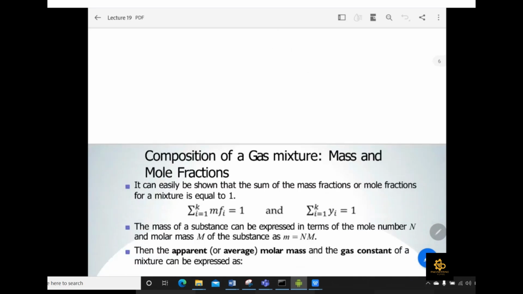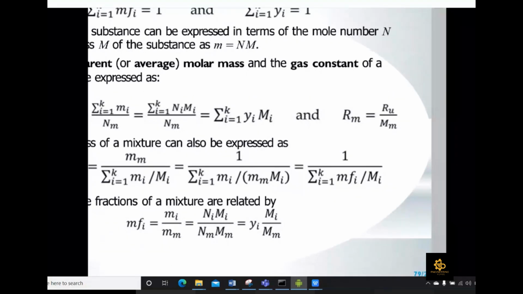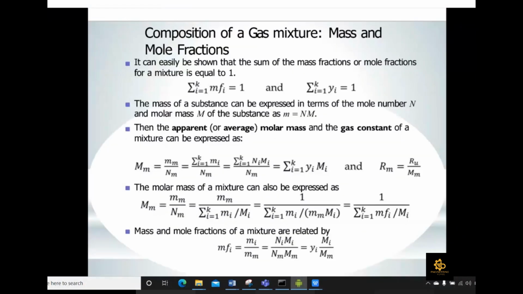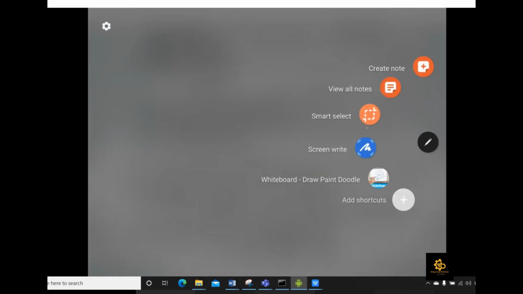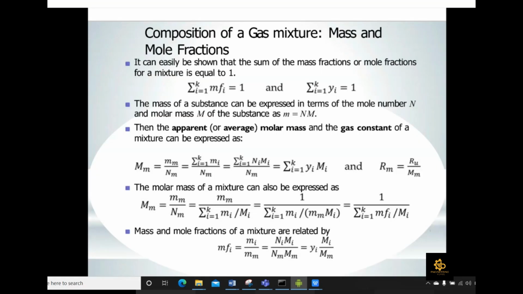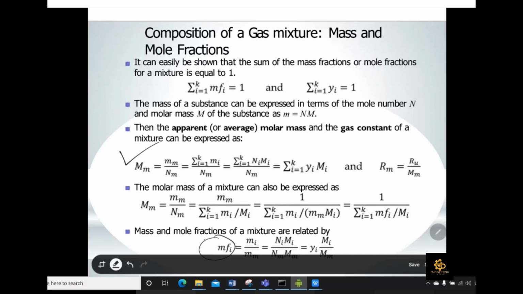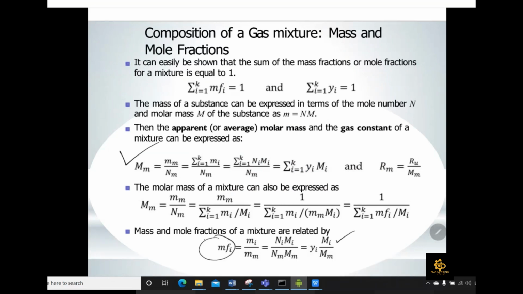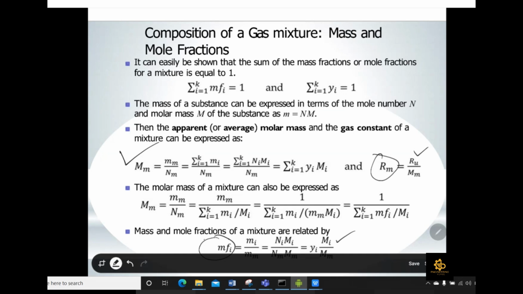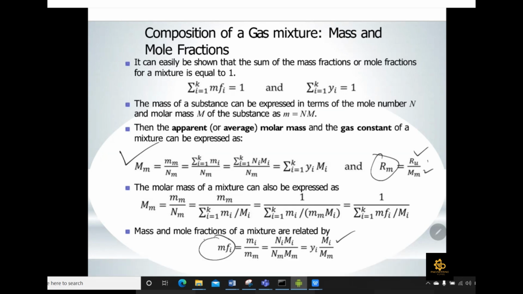Okay, so these are the relations given here, which I already described in the previous slide. So you have to go through it by yourself. We already discussed that here we have to find the molar mass of the mixture and the mass fraction of each individual component. So this is the relation, and this is the gas constant for the mixture.